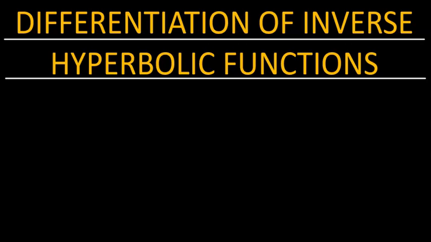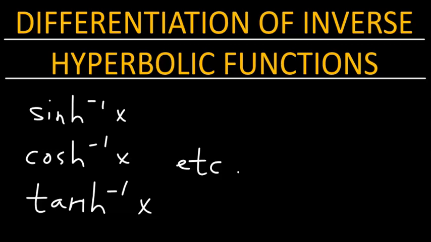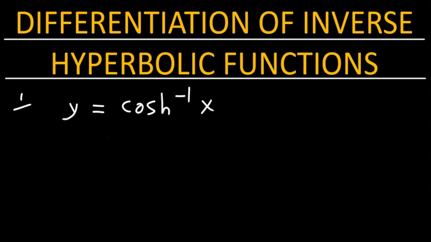In this video, we shall look at how to perform differentiation of inverse hyperbolic functions. Examples of inverse hyperbolic functions are as follows: inverse hyperbolic sine of x, inverse hyperbolic cosine of x, inverse hyperbolic tangent of x, and so on. Let's look at the following function.